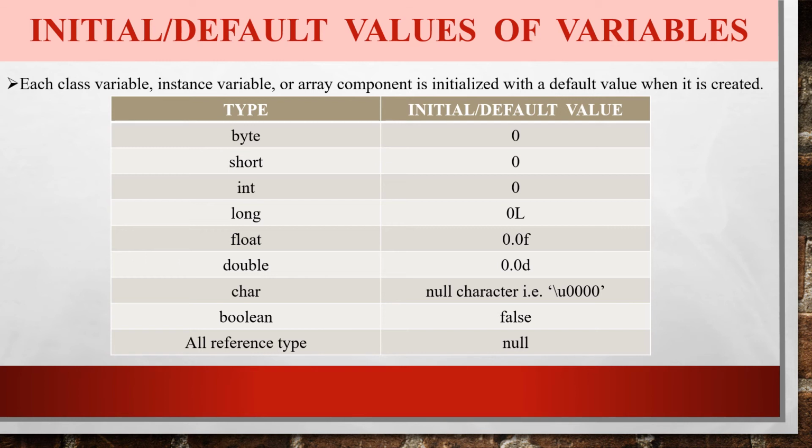For character, the default value is null character, which is represented by /u0000. So if the question is asked what is null character, you have to write /u0000 represents the null character, which means nothing. Then next one is boolean. For boolean the default value is false, and for all other reference data types, because we have covered all the primitive data types just before this, byte short, integer long, float, double, char, boolean, all the primitive data types are covered.